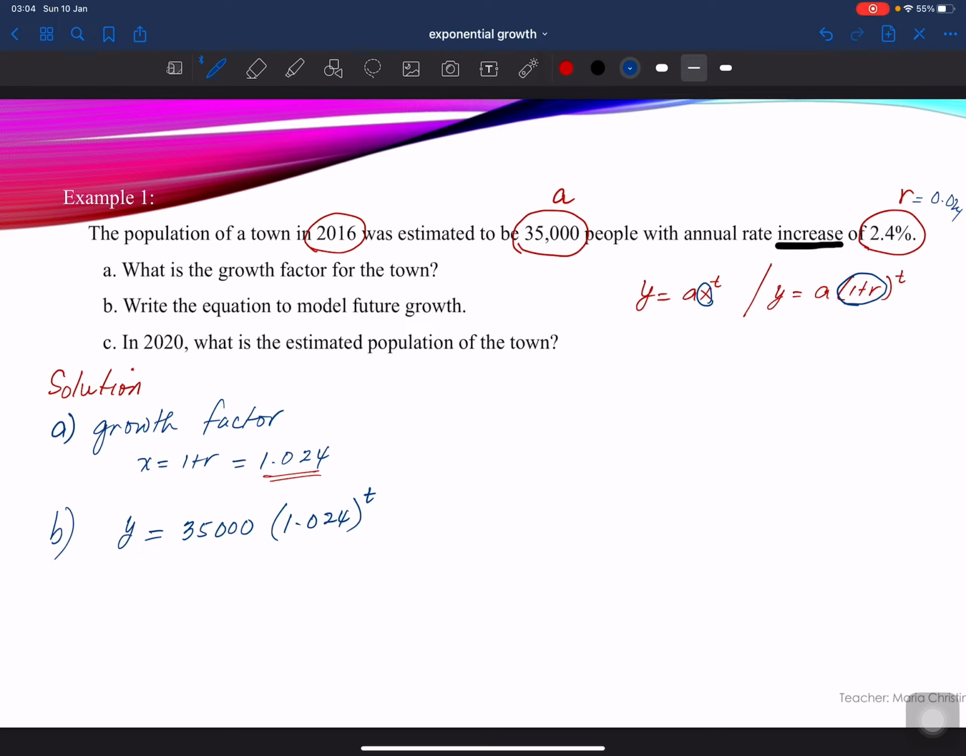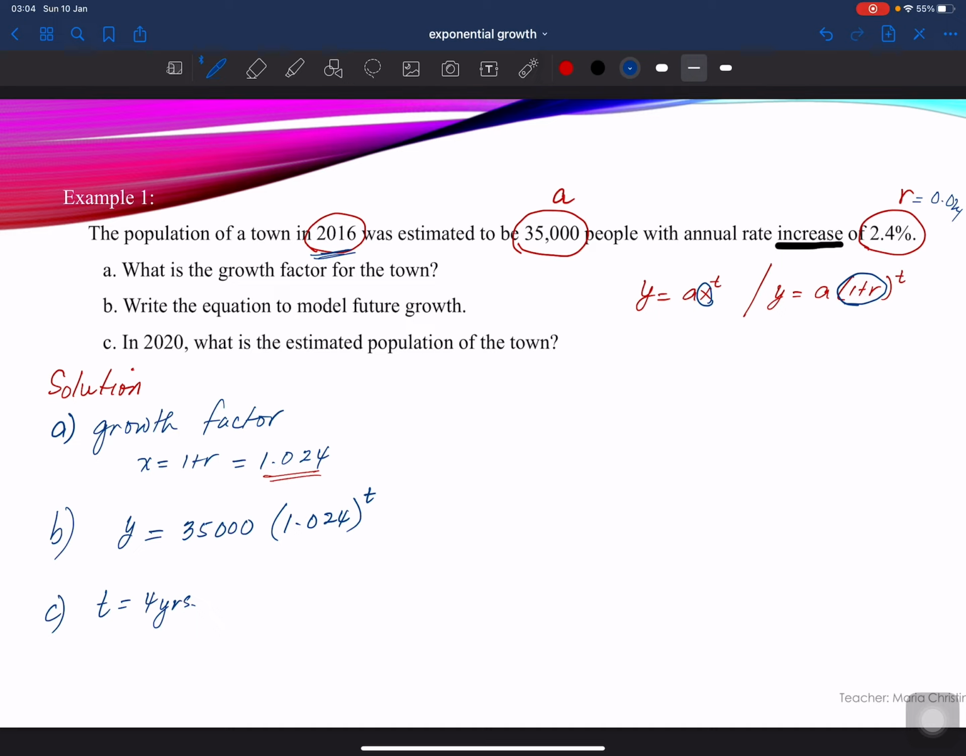And then letter C, in 2020, what is the estimated population of the town? Now that's why I have this 2016, because this is relevant when we want to find time. So from 2016 to 2020, our time is 4 years.